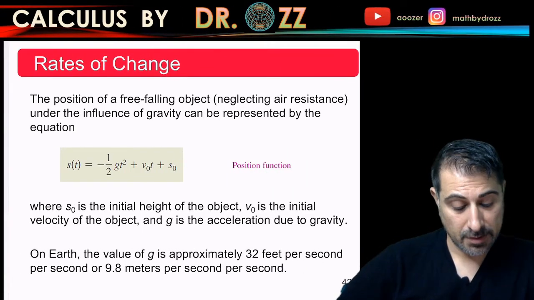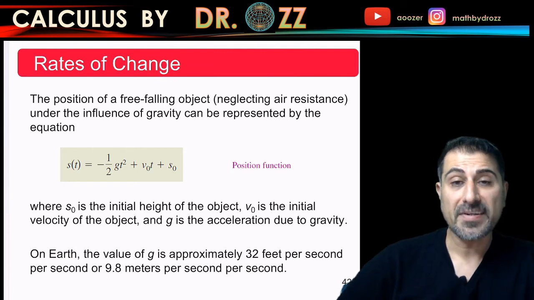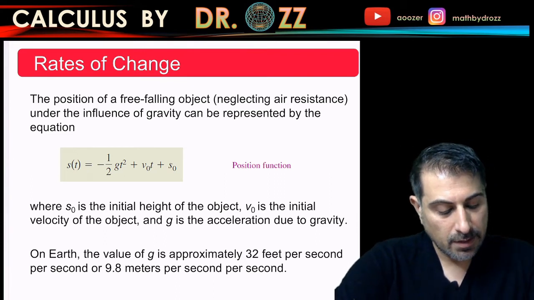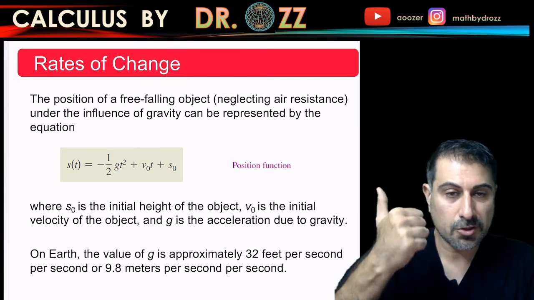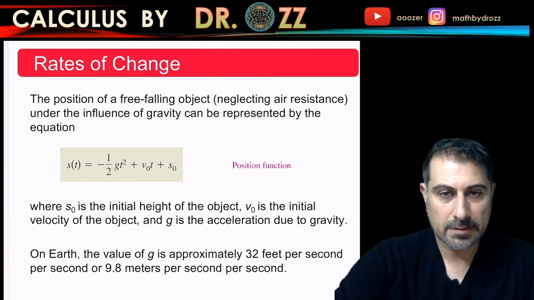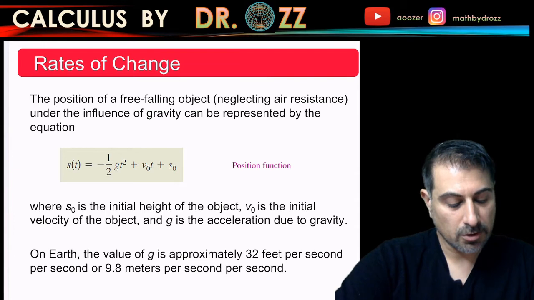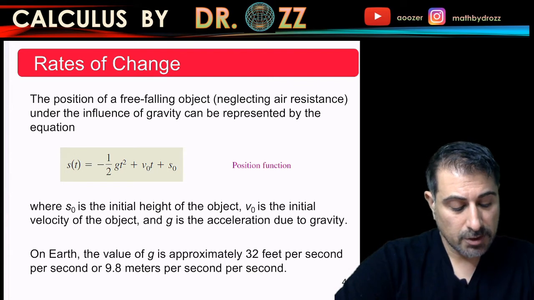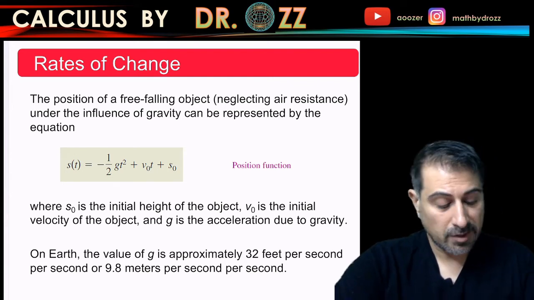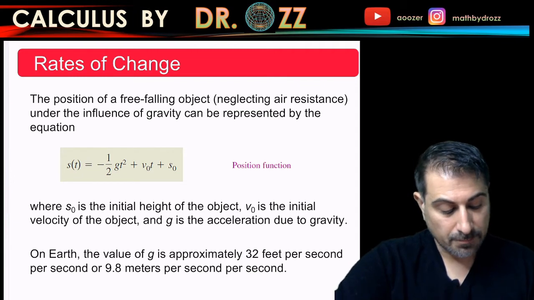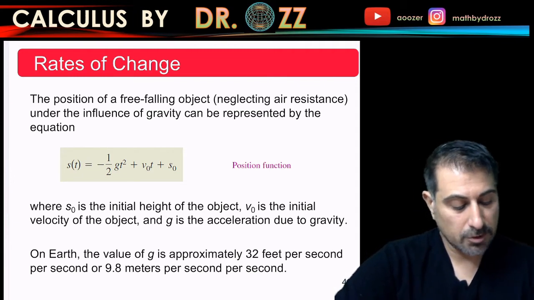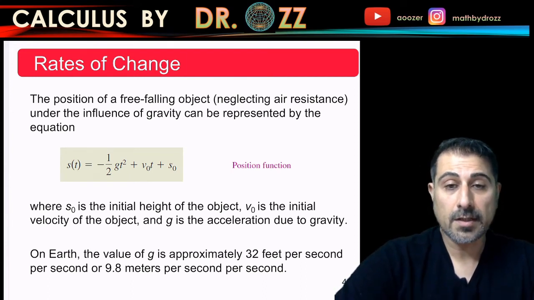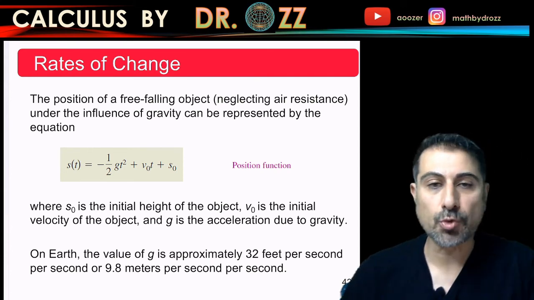In this slide, I'm going to give you the formula for the position of any free falling object, neglecting the air resistance. As you see, s of t is a function of g, time, obviously, v sub 0 and s sub 0. v sub 0 and s sub 0 are the initial velocity and position of the free falling object, and g is the acceleration due to gravity. And you have different units here. If you're talking about US units, g is 32 feet per second squared, or if you use the metric system, it's 9.8 meters per second squared.